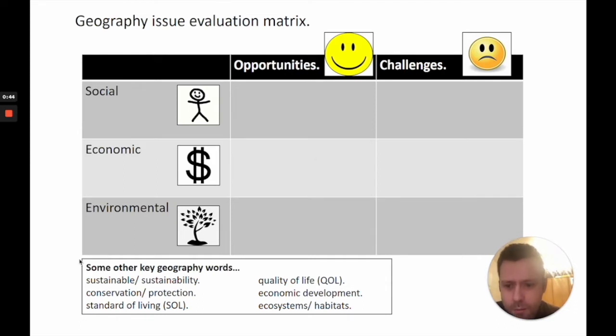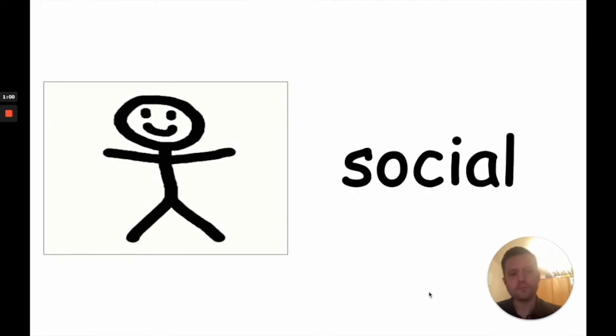Alright, at the bottom, we have also got on this particular matrix some key geographical words that it's always useful to be able to articulate when you're speaking or writing your answers. But we'll come back to this in a bit. So, what is SEECO then?